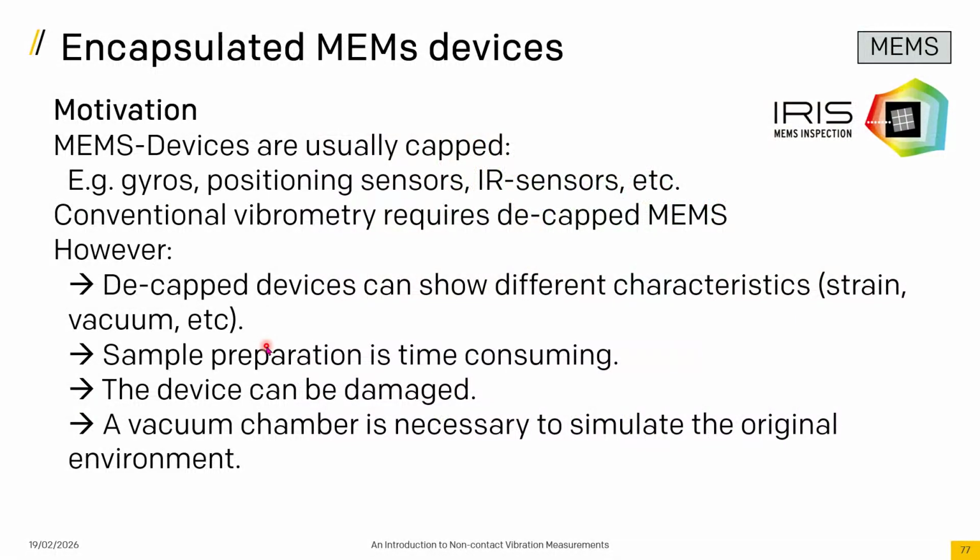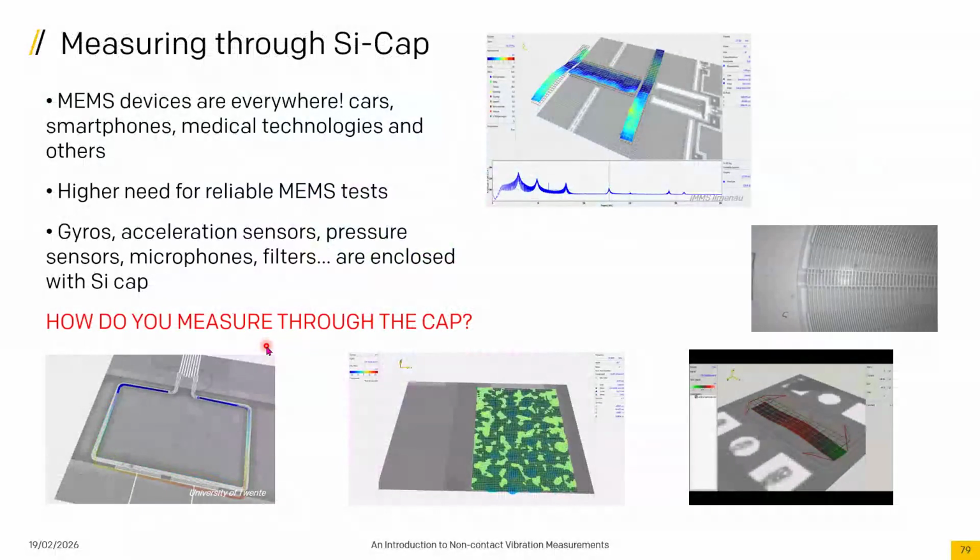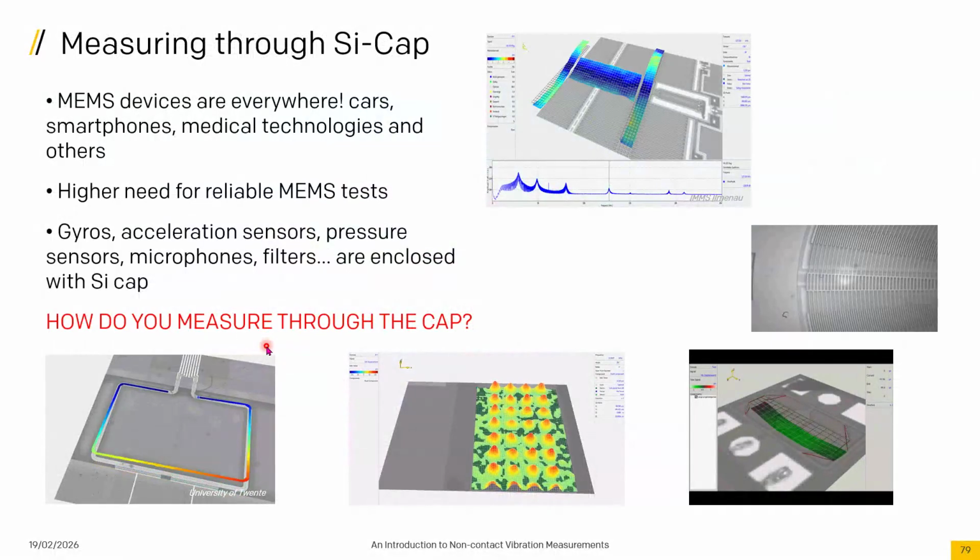There are also cases where you need to measure in encapsulated devices. So where the actual device sits inside a silicon layer. There you cannot take the layer off, because then you are definitely affecting the dynamics of the structure. So you need something that is optically transparent to this silicon layer, and these are broadly called capped MEMS. And here again, we had a couple of examples through silicon capped MEMS, in cases where you really cannot open up the structure.